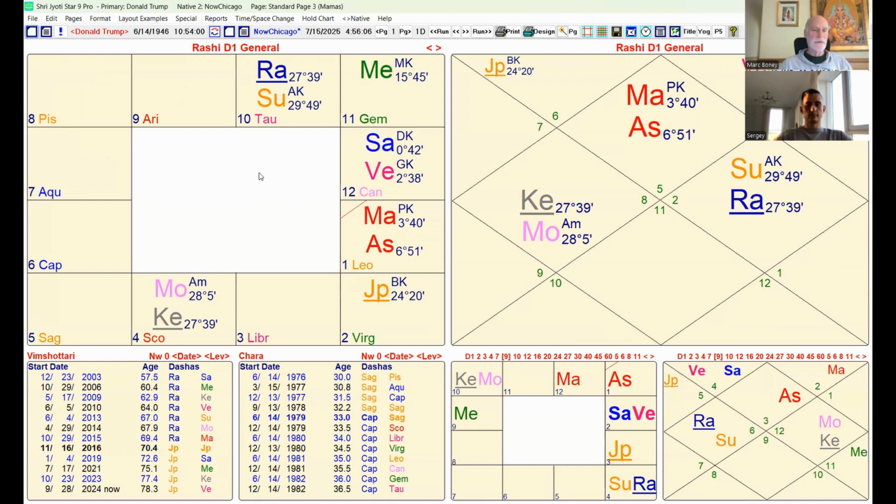Donald Trump first married his first wife. He's had 3. He married his first wife in the major period of Sagittarius and the sub-period of Aquarius. This was back when he was 30 years old. You can see that at age 24 to age 33, he ran his Sagittarius period, and the sub-period of Aquarius happened from age 30 to 31. This is where he married his first wife, Ivanka.